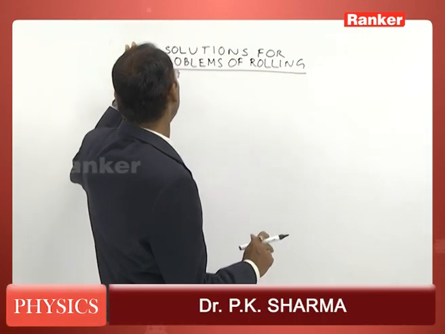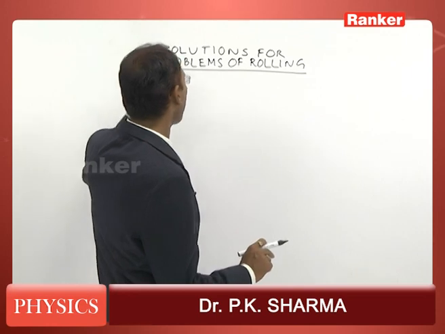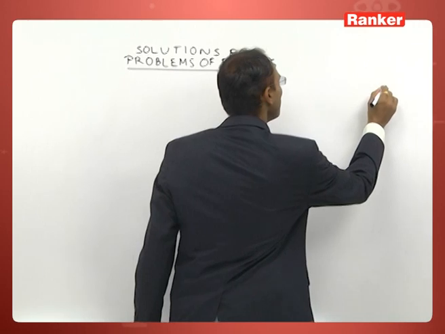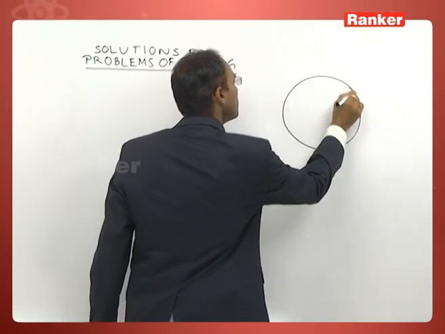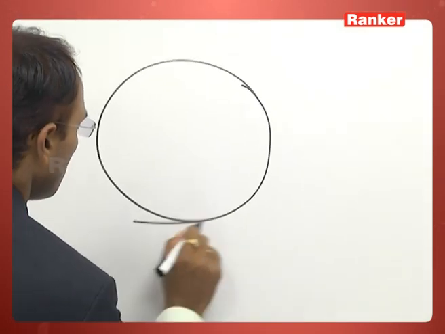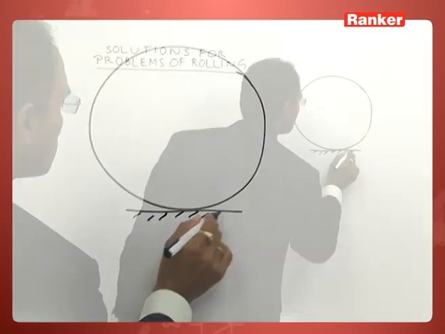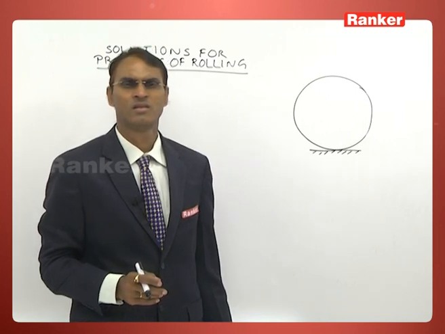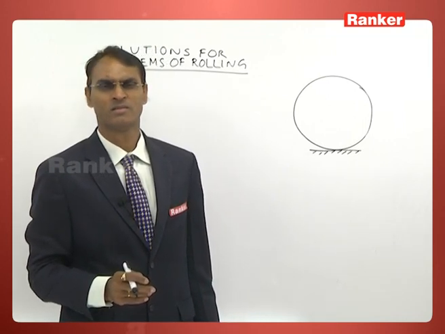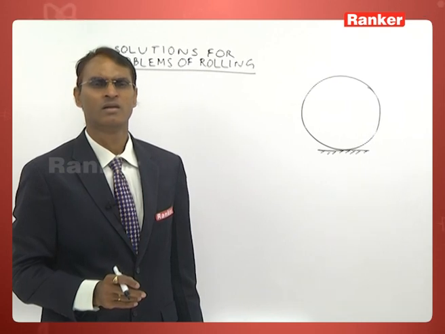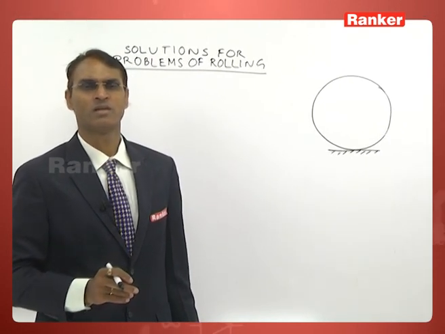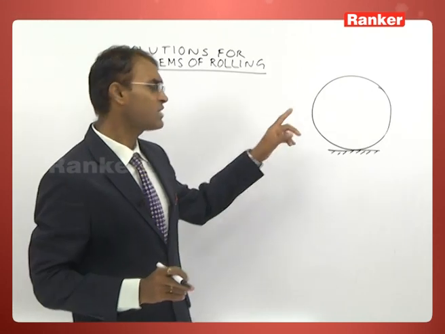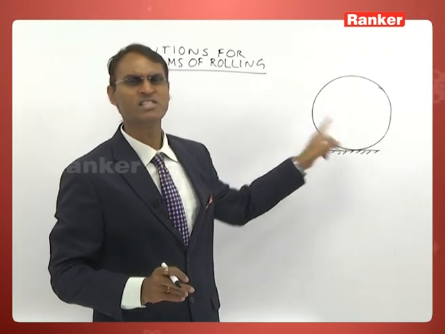Solutions for problems of rolling. We have rolling bodies. The bodies which can roll can be called rolling bodies. The body which rolls can be called a rolling body, but it has to obey the conditions for rolling.